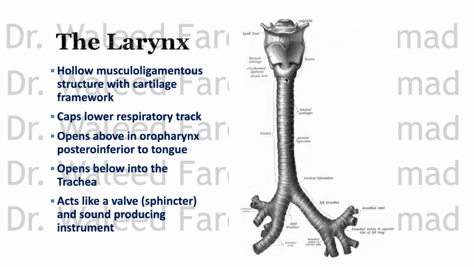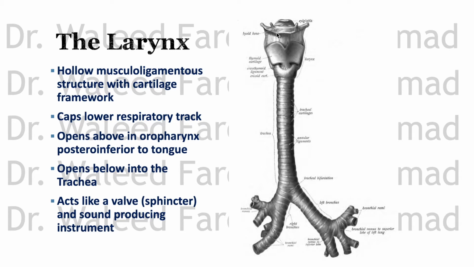Why do we have such a device? To put a device in the way of air will provide a resistance. The resistance will produce sound. So this is actually a sound producing device, and it has to protect the respiratory tract from the common foodway and airway in the oropharynx.